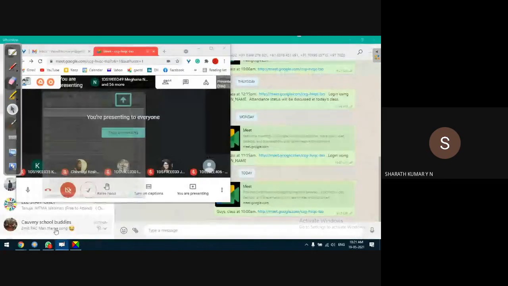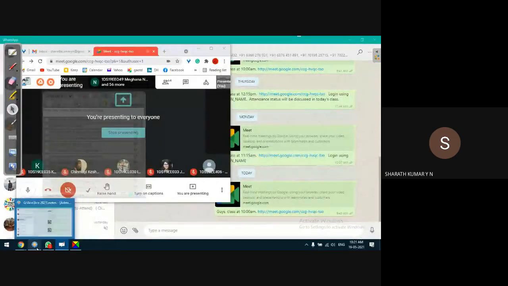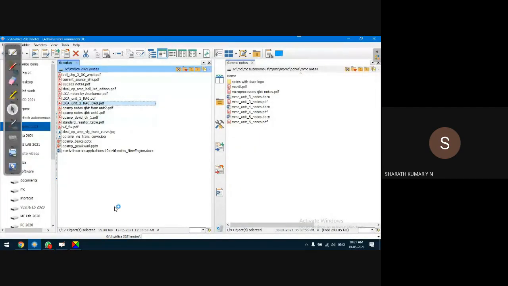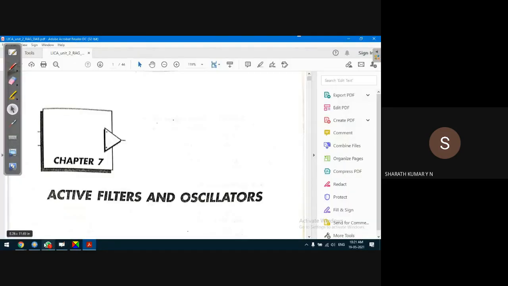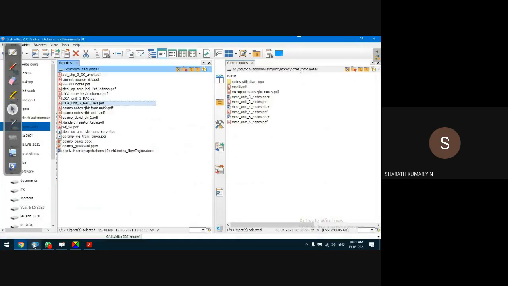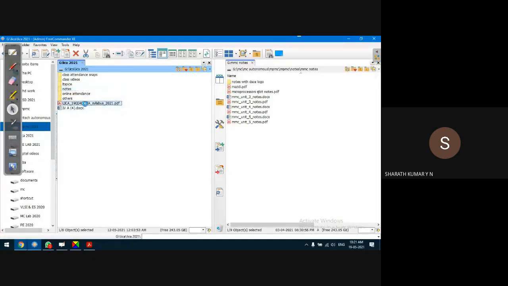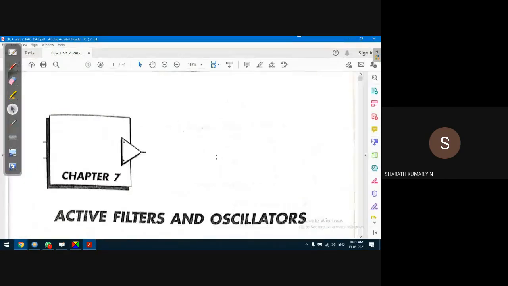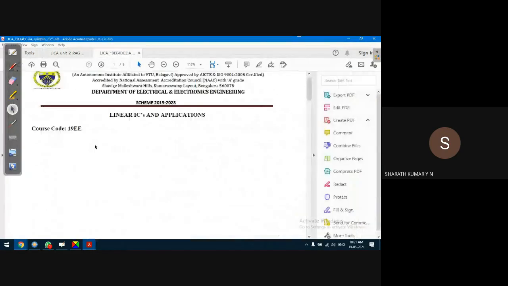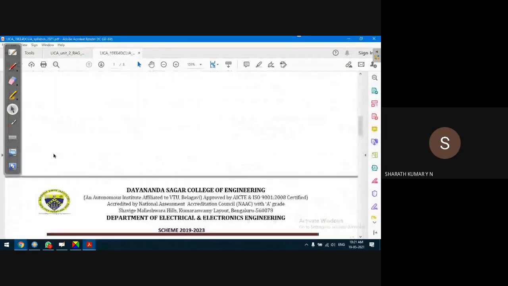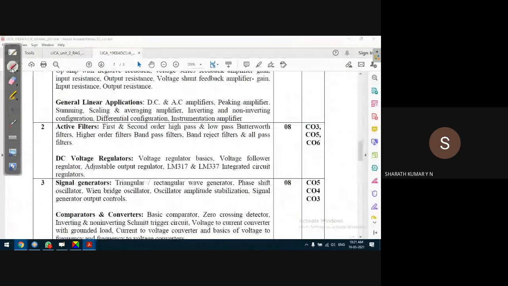So let us quickly close the second chapter pages also. Let's start with the second module, that is filters. We'll discuss both the active filters as well as passive filters. So in the second module, we are starting with the filters: active filters, passive filters, and various filters.